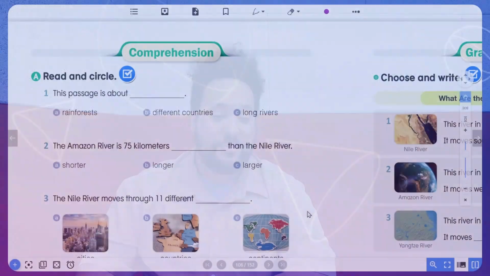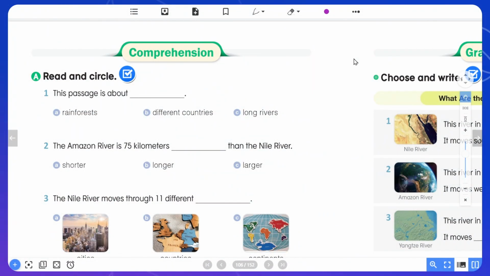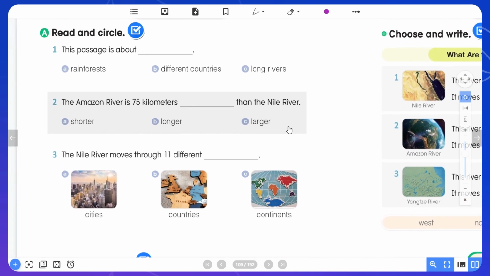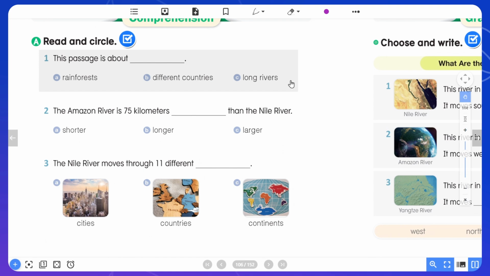Okay, now that we have finished reading the story one last time, let's begin our work on Activity A in your student book. So let's take a look at that now. So you can see here that there are 3 questions that I would like you to answer. What you are going to do is you are going to read each sentence and circle the correct answer. So let's do the first one together.